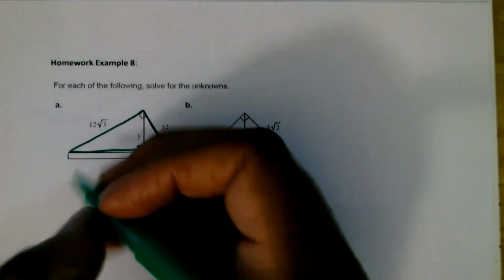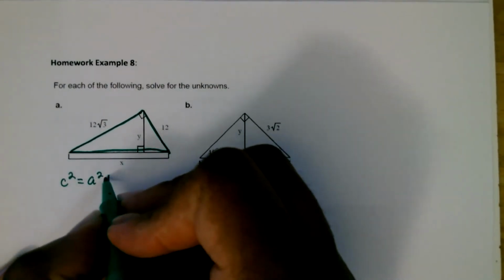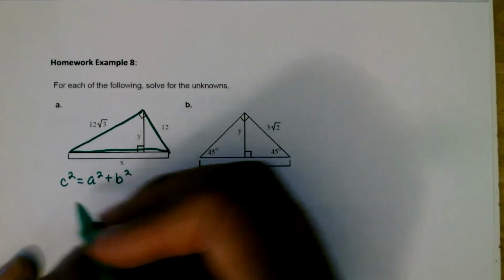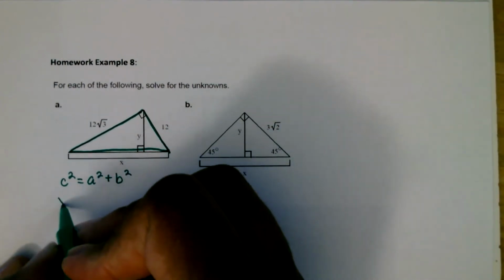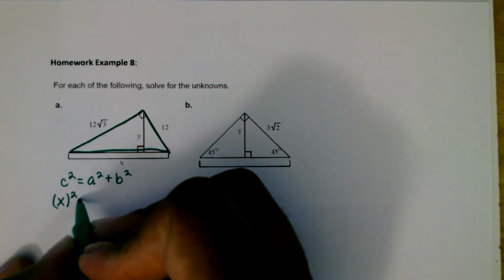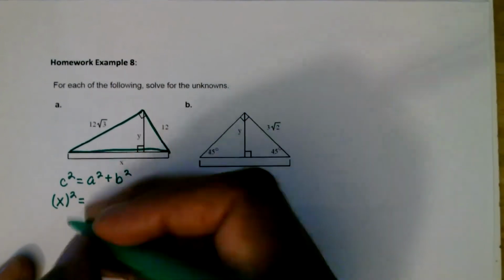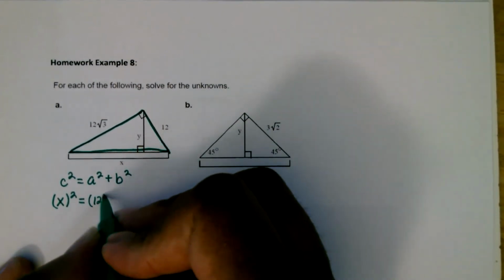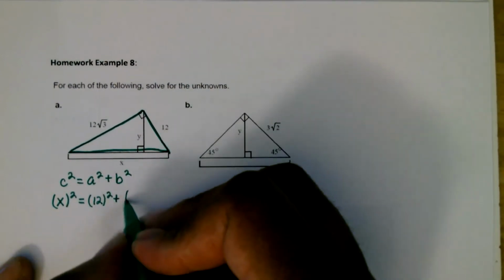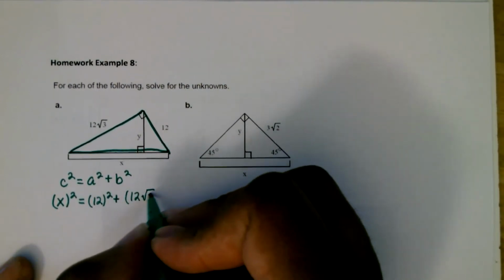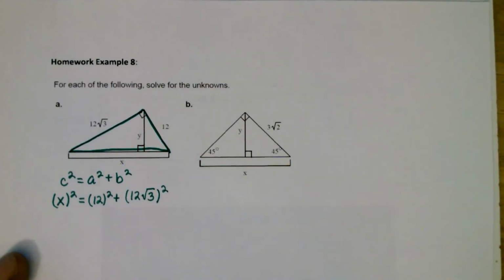All right, so here I'm going to use c squared is equal to a squared plus b squared. And in this case, the c is your hypotenuse, which is labeled as x. That's going to be squared. That's equal to, I'm going to let this side be a, that's 12, and that's squared, plus this side is labeled as 12 square root of 3. That whole thing will be squared.